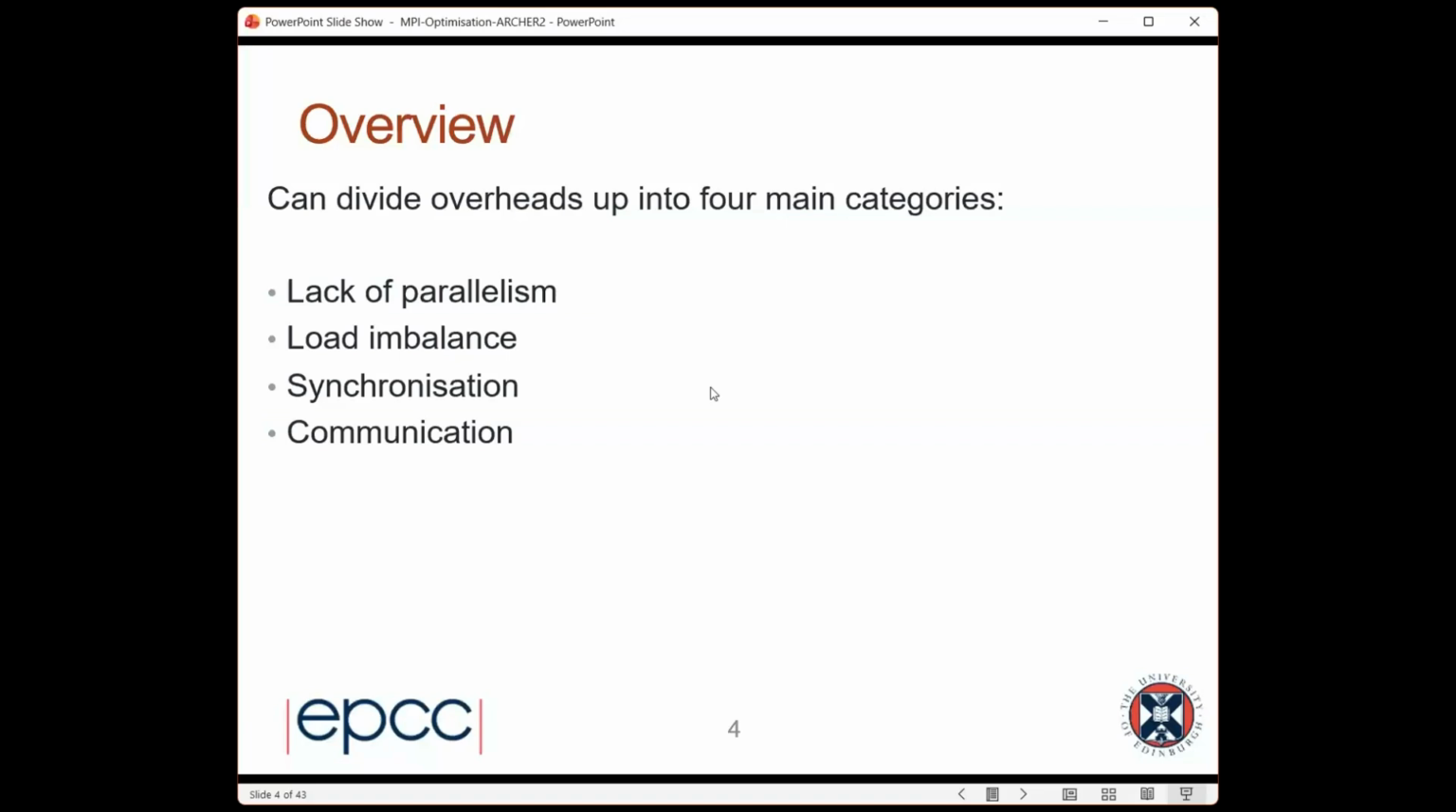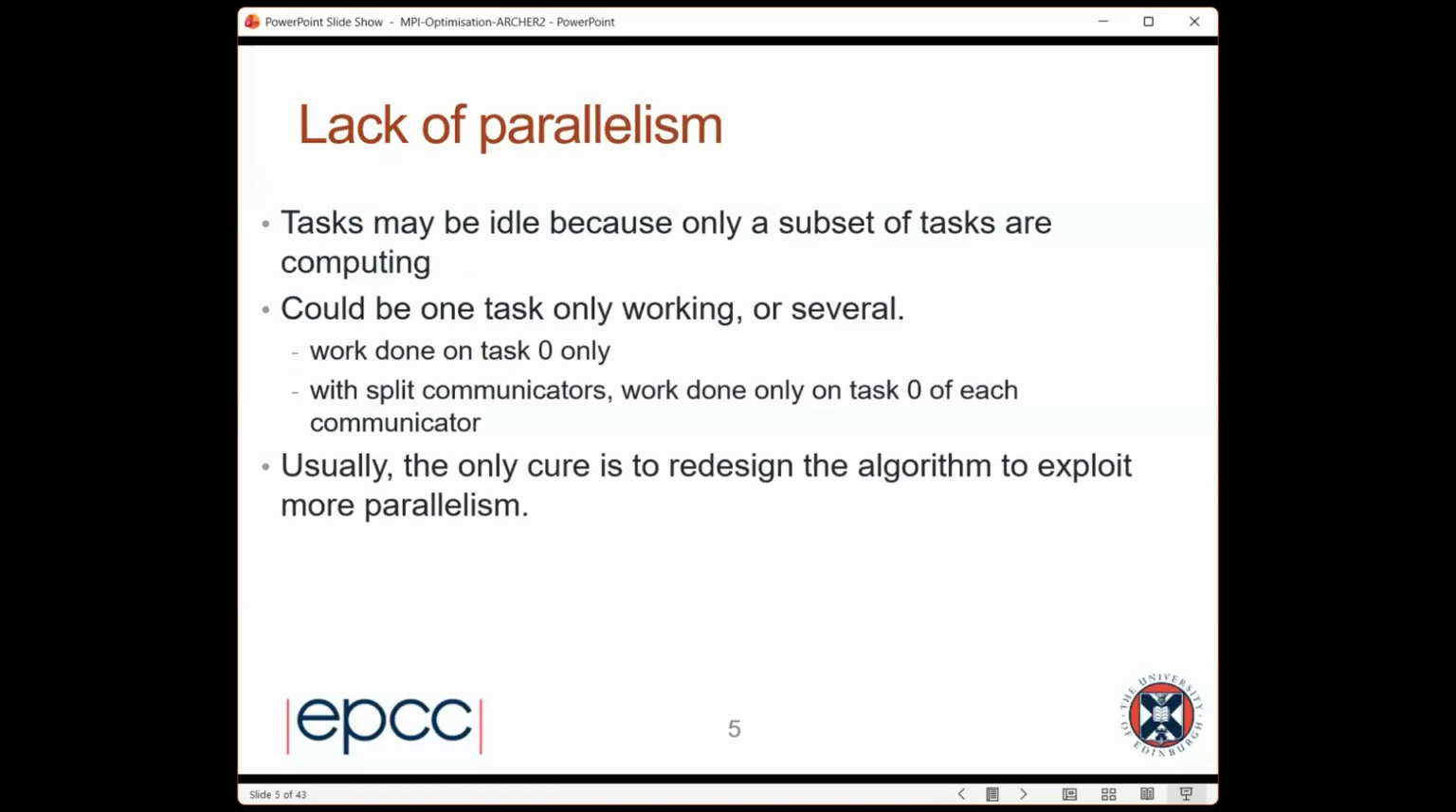So this is really a more general topic. You've got a code which doesn't scale particularly well. What could be the reasons? For example, lack of parallelism, the obvious thing. Tasks may be idle because only a subset are actually computing, and the classic case is work done on task 0 only. If you have some computation you haven't had the time to parallelize, it is done on task 0 only. And really the only cure there is to redesign the algorithm to exploit more parallelism.